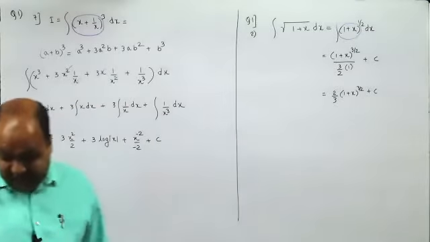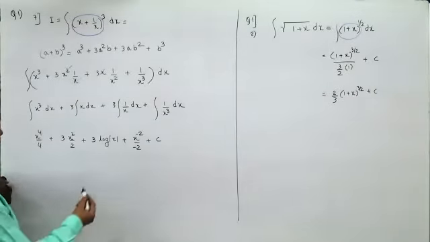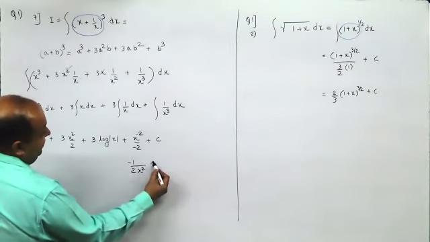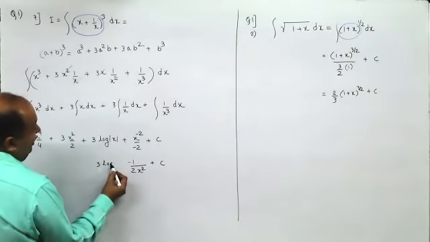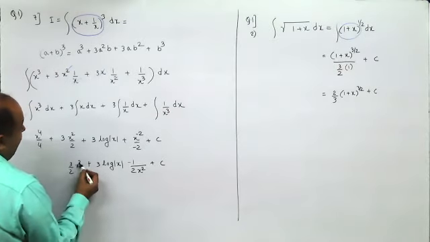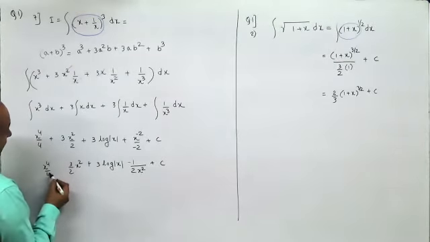So the remaining terms are the same. This would be minus 1 upon 2, and here in the denominator you will get x square plus c. This is 3 log x. This is 3 by 2 x square, and this would be x raised to 4 by 4.